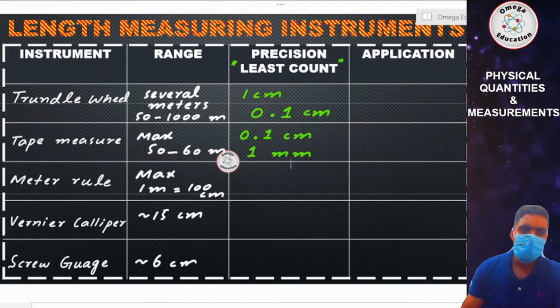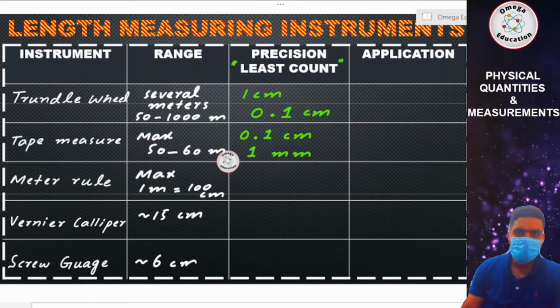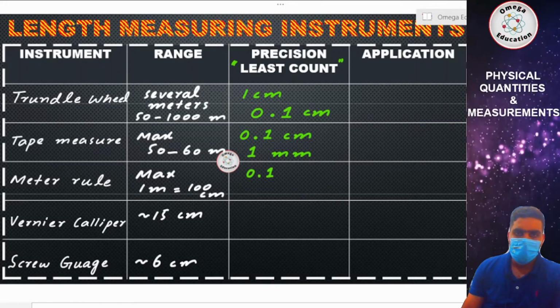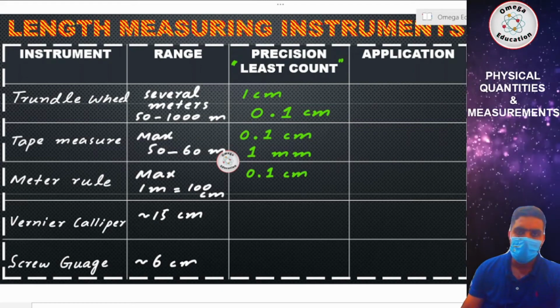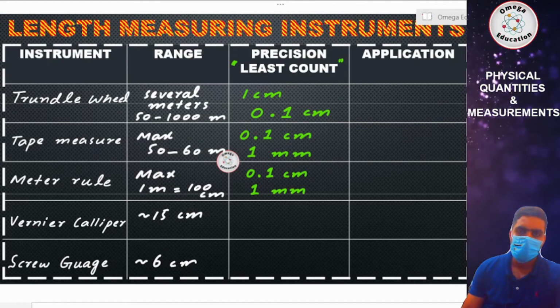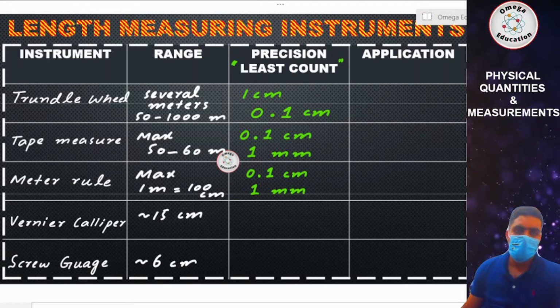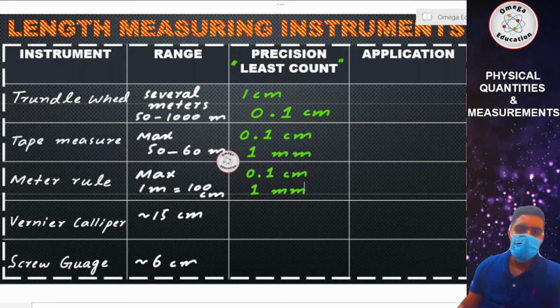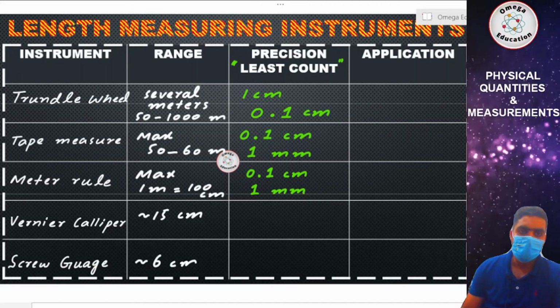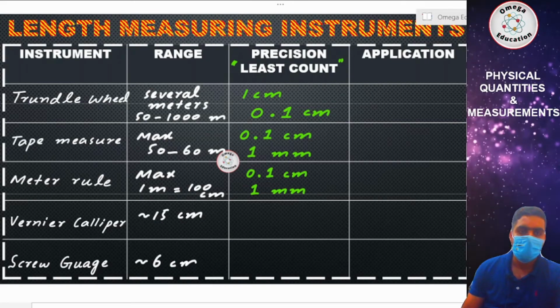Then the next one we have is the meter rule. So the meter rule has the same precision. It can also measure a minimum of 0.1 centimeter accurately, which corresponds to 1 millimeter. The vernier caliper is more precise. As a matter of fact, it is 10 times as precise as the meter rule.